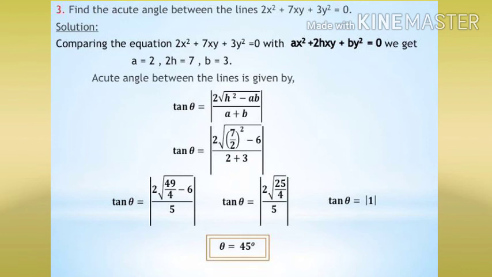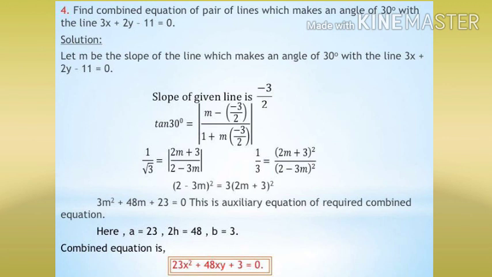So substitute the values, we get 2 root of (7 by 2) whole square minus 6, that is 2 root of 49 by 4 minus 6. So 6 into 4 is 24 and 49 minus 24 is 25. So we get tan theta is equal to 2 root of 25 upon 4, that is 5 by 2, upon 5, everything gets cancelled and you get tan theta is equal to 1. So clearly tan theta is equal to 1 when the acute angle between the two lines is 45 degrees. Therefore the answer is theta is equal to 45 degrees or pi by 4 radians.